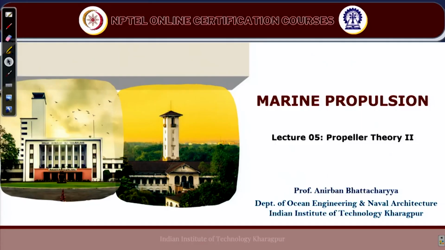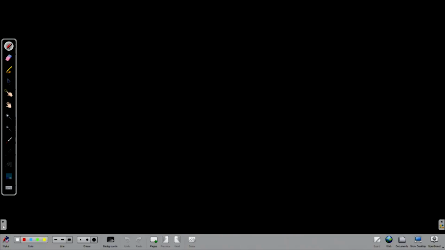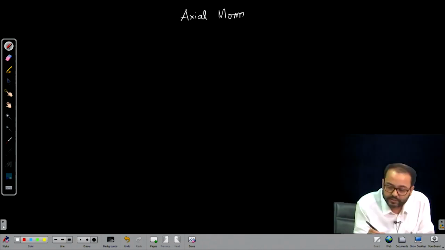Welcome to the fifth lecture of the course Marine Propulsion. Today we will be continuing with propeller theory. The key concepts discussed in today's class will be thrust loading coefficient from the context of propeller momentum theory, and we will also do some problems based on momentum theory. So, let us continue with the equations that we have derived for axial momentum theory of propellers.